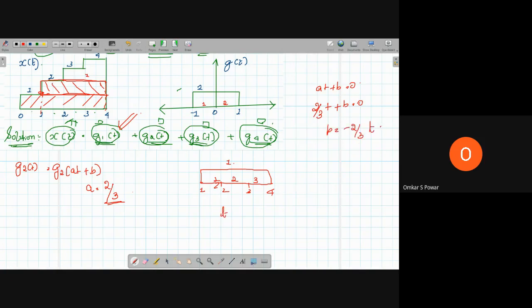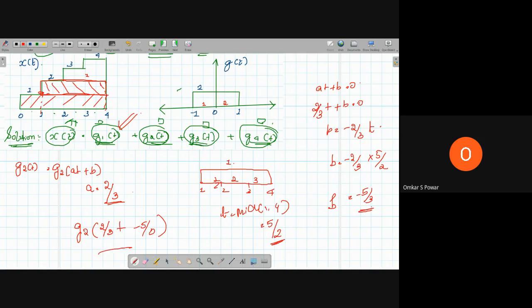But what is this T? Midpoint of 1 comma 4. So 5 by 2, 4 plus 1 by 2. So we will substitute here 2 by 3 into 5 by 2, which is equal to minus 5 by 3. So this is the value of B. So G2 of T is AT plus B. Okay. So this is how you solve for G2.